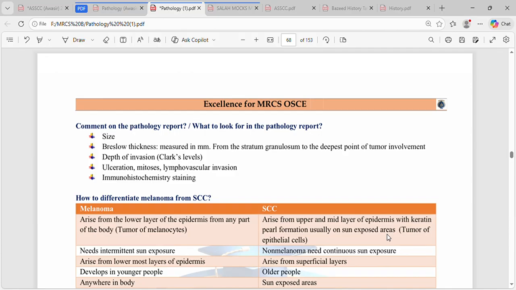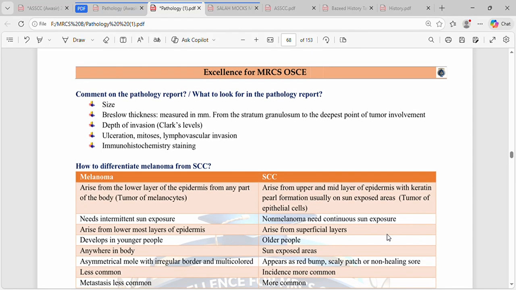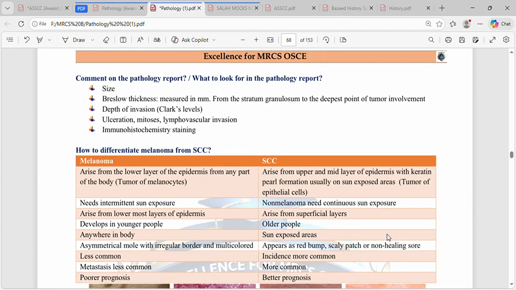Okay, so what to look for in the pathology report? Breslow thickness, measured in millimeters from the stratum granulosum to the deepest point of tumor involvement. Depth of invasion, Clark's level, ulceration, mitosis, lymphovascular invasion, and immunohistochemistry staining. All these you have to look for in a biopsy report or pathology report.